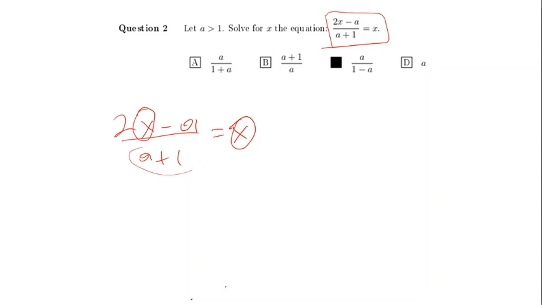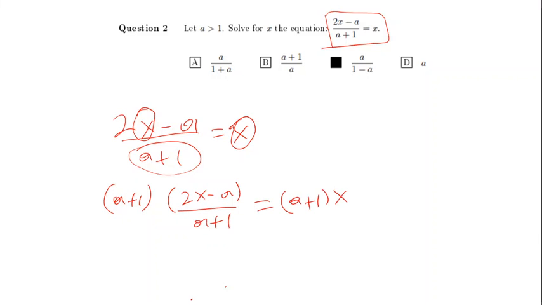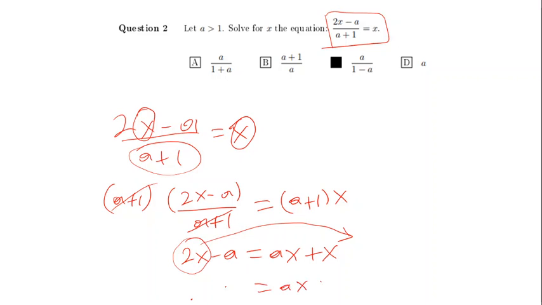So then let's get rid of this first. Multiply both sides by a plus 1. Then there will be cancellation here. You have 2x minus a, which is ax plus x. Now, how can we get x here? So we send this 2x to the other side, and then we will have all x's together, and here no x.